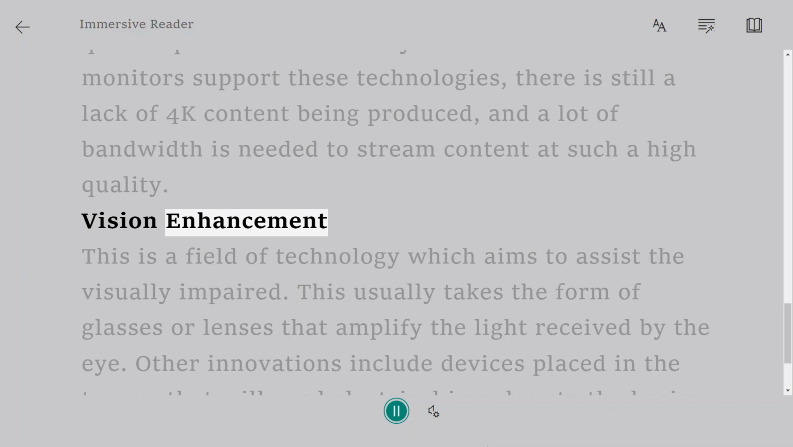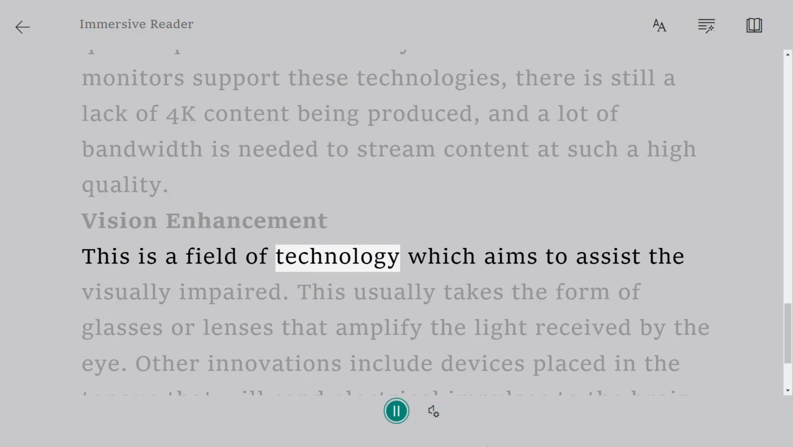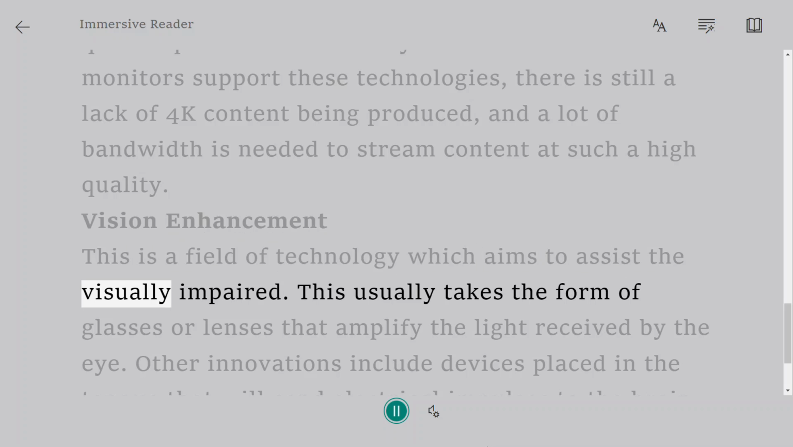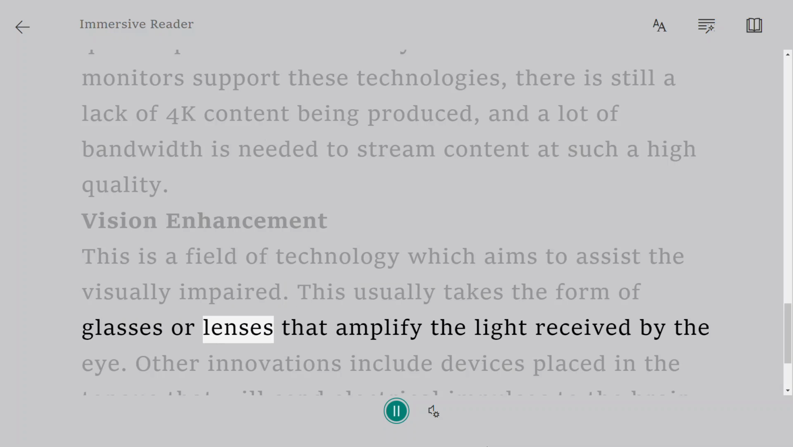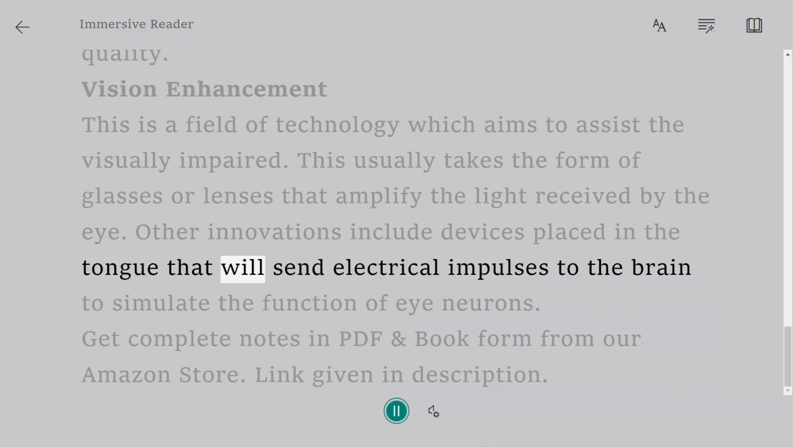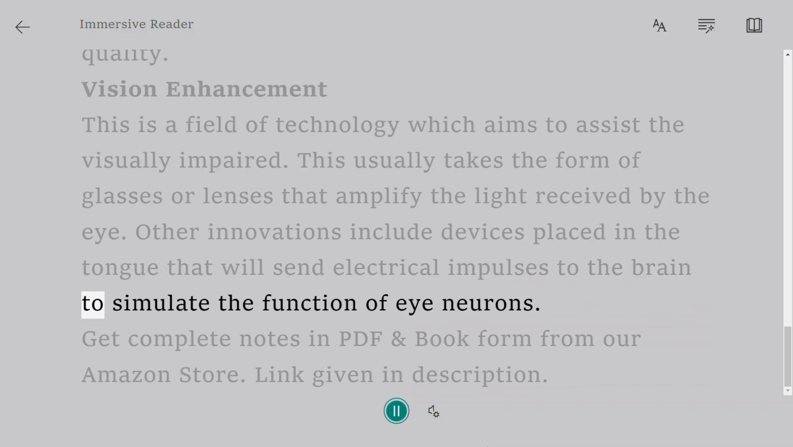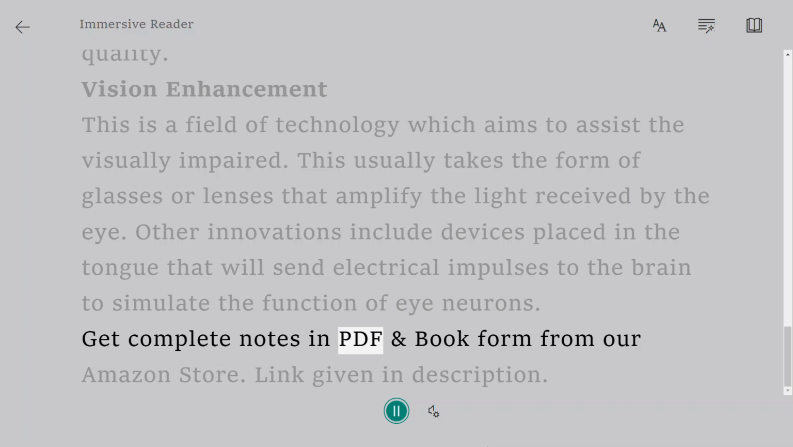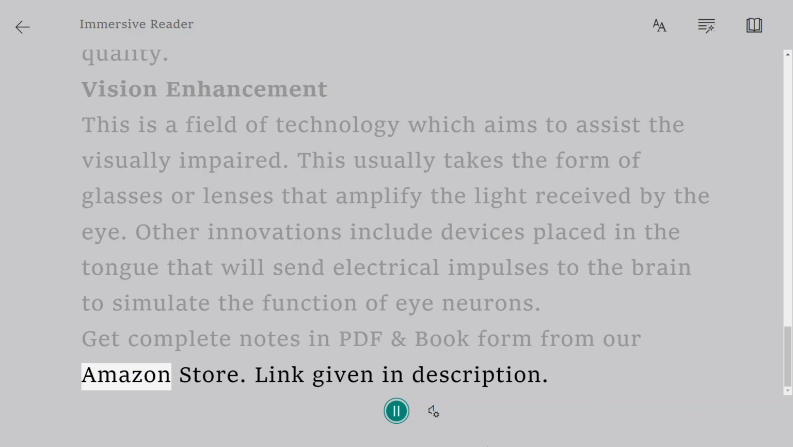Vision enhancement. This is a field of technology which aims to assist the visually impaired. This usually takes the form of glasses or lenses that amplify the light received by the eye. Other innovations include devices placed in the tongue that will send electrical impulses to the brain to simulate the function of eye neurons.